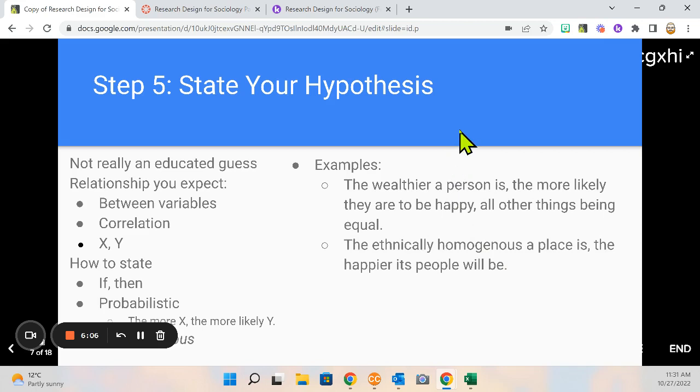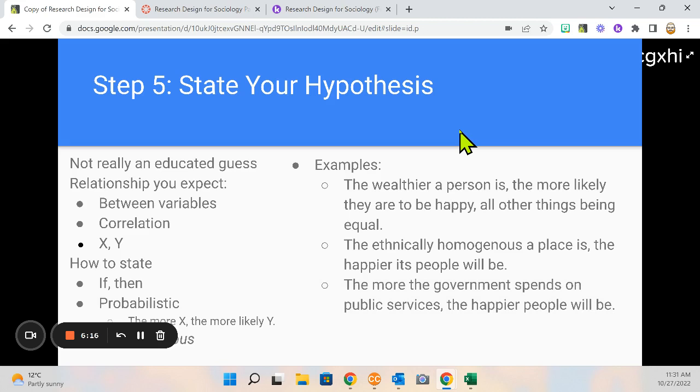All right. Okay, there's actually a missing word there. It should be the more ethnically homogeneous a place is, the happier its people will be. The more the government spends on public services, the happier people will be.